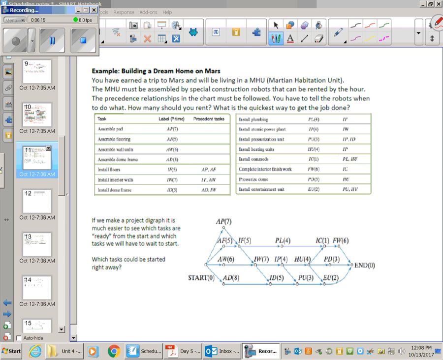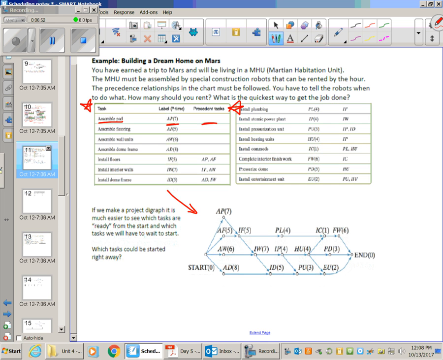In this example, I just give you a situation where you have a task list, all right, given in these charts right here. It might be kind of ugly to see on your paper if I didn't copy well, but I'm giving you the tasks with the abbreviation and the amount of time it takes to do those tasks, plus the precedence relationships. Okay, so I'll let you read through this problem yourself. It's about building a dream home on Mars. It's talking about all the different tasks you need in order to do that. Then this information is transferred to a diagraph. Okay, so this diagraph is from this chart.